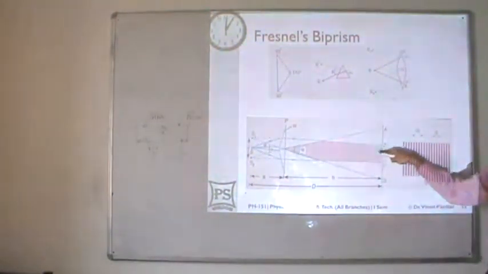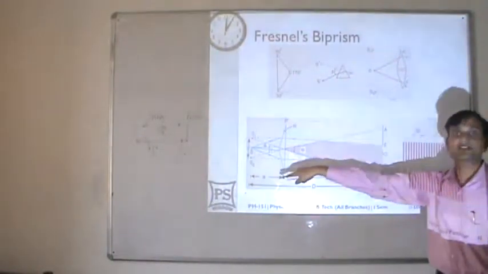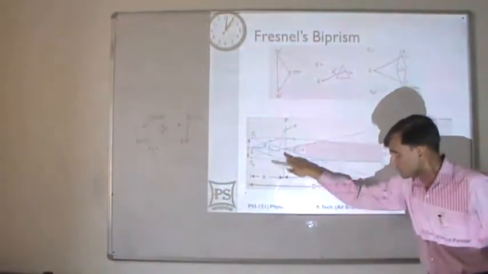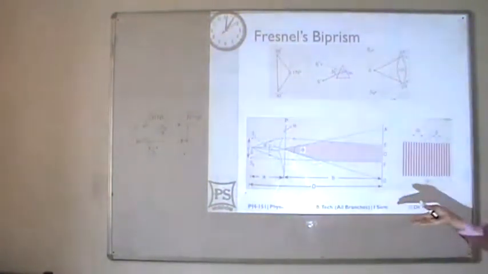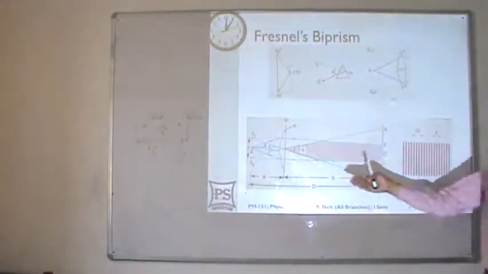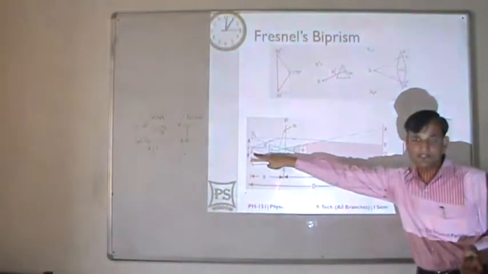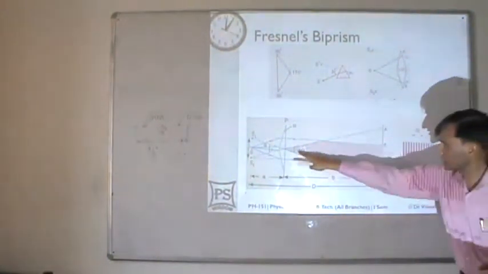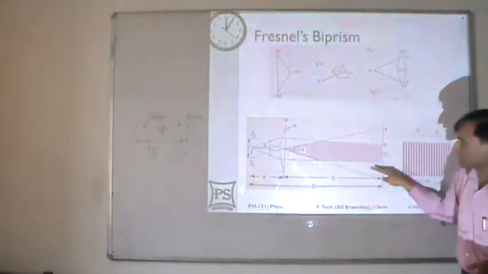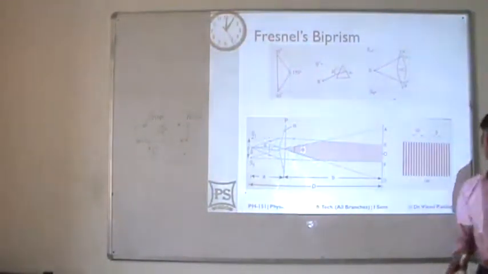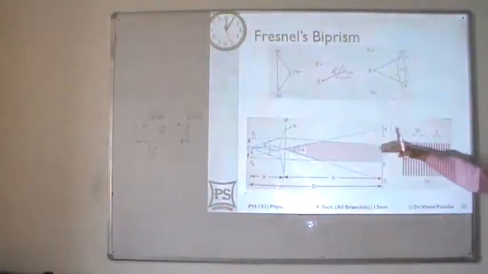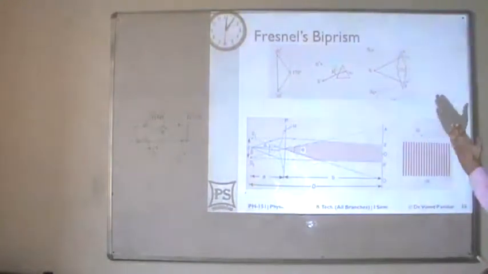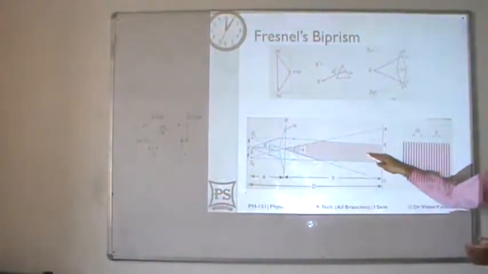So the light rays are coming from the sources S1 and S2, which are basically virtual sources. Originally the light is coming from a single source, but with the help of this biprism we could divide it into two different parts, or two coherent sources. And in the region of overlapping, you will observe an intensity pattern, or fringes, with maxima and minima. These are known as interference fringes.